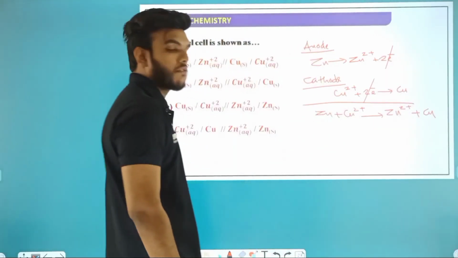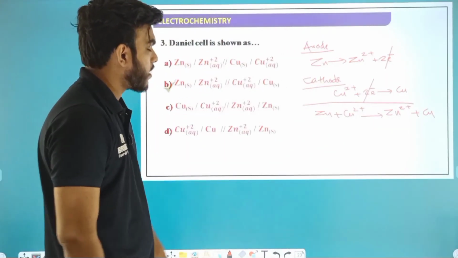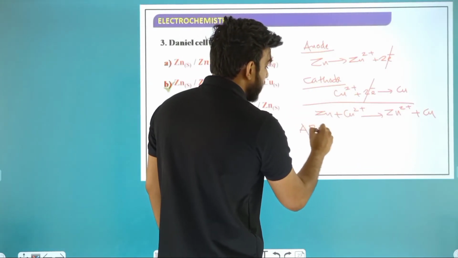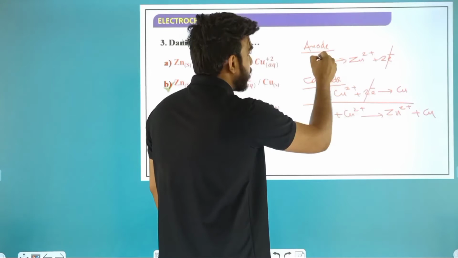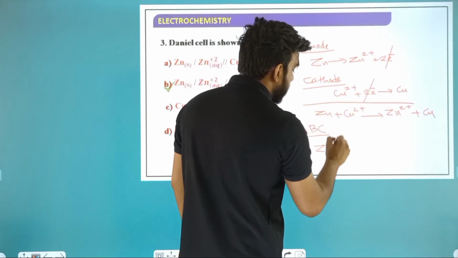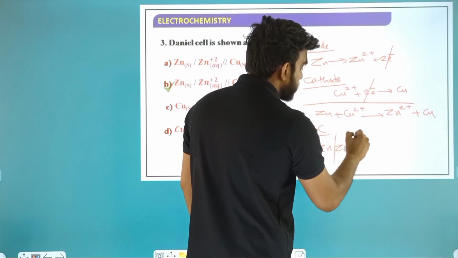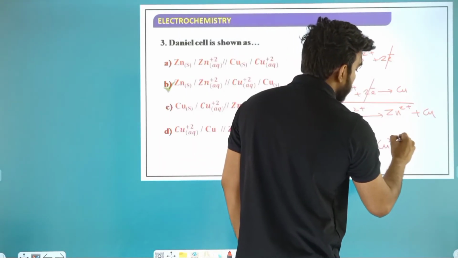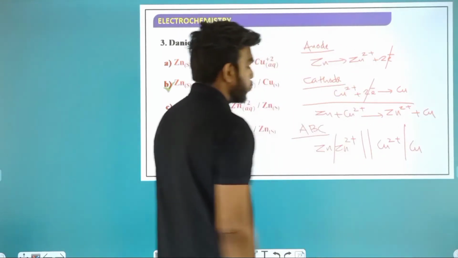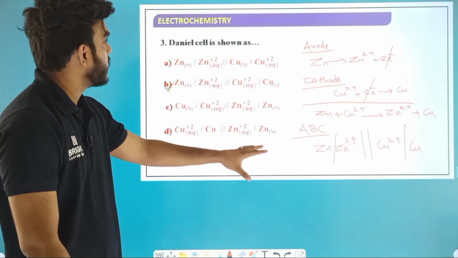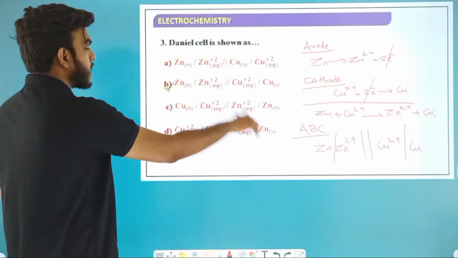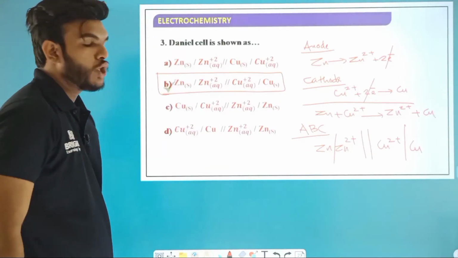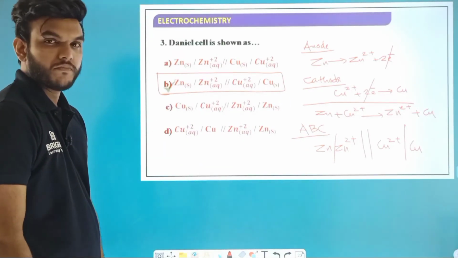From this overall cell reaction, the cell representation is ABC: anode, bridge, cathode. Anode Zn gives Zn2+, Zn bar Zn2+, bridge, then cathode Cu2+ is converted into Cu. This is the cell representation of a Daniell cell. So what is the answer? Zn bar Zn2+ double bar Cu2+ bar Cu.